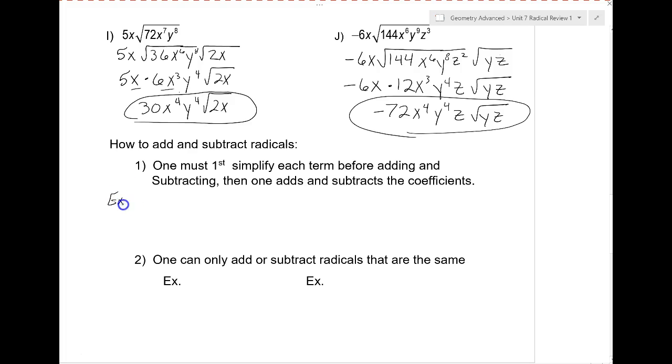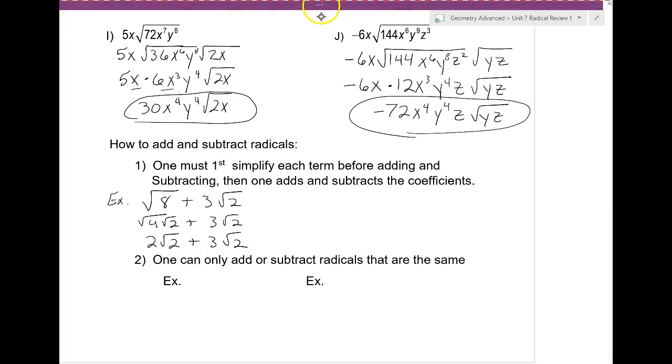So here's an example. What if I had something like this? The square root of 8 plus 3 root 2. Now, since the 8 and 2 are underneath the radical and they're not the same, I cannot add them together. But I can simplify the square root of 8. That ends up being square root of 4, root 2, and 3 root 2 stays around. Square root of 4 is 2, so that's 2 root 2 plus 3 root 2.